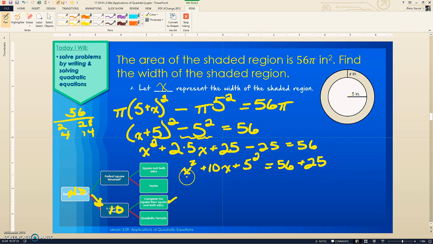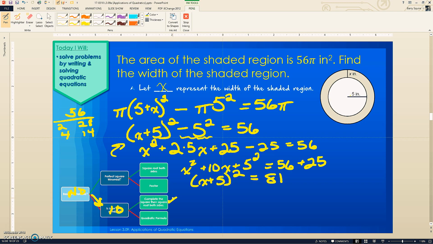So, this should look hopefully a little bit familiar. X squared plus 10x plus 25. Well, that's just exactly what we had up here. So this is actually the same thing. X plus 5 squared equals 56 plus 25 equals 81. Like that. So we've completed the square.